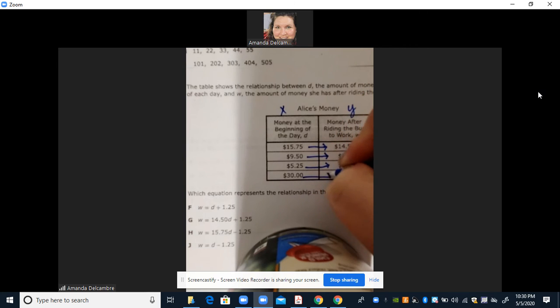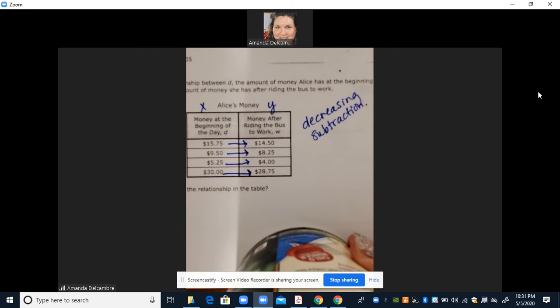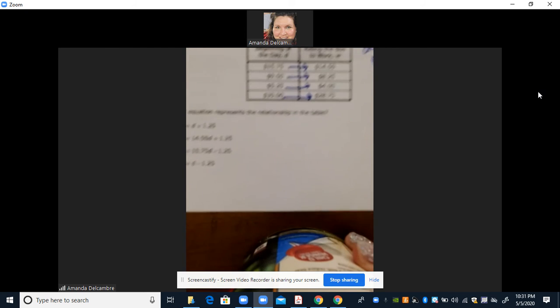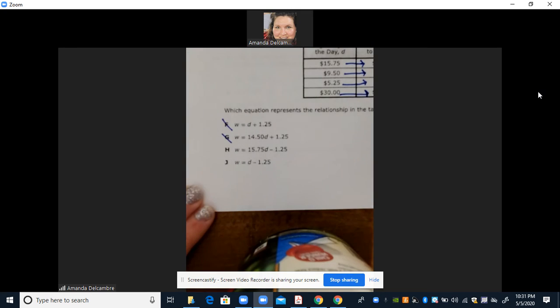What operation? Well, if I look, you're paying to ride the bus, so your amount's going to decrease. So I know it's decreasing. So I know it's going to be a subtraction problem or a subtraction equation. So looking at your answer choices, we can eliminate 2 answers.